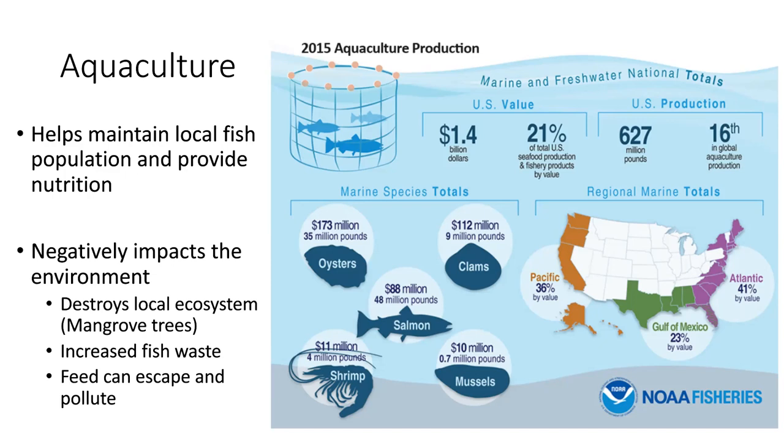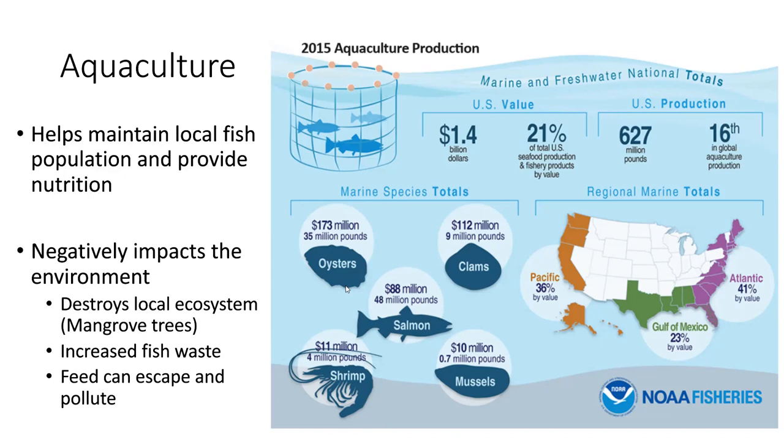But they're going to be negative because they can destroy the local ecosystem, in terms of setting up where they're going to live. A lot of times in Eastern Asia, the mangrove trees, which are the trees along the coastline and are very important for that ecosystem, get removed for shrimp farms and things like that.